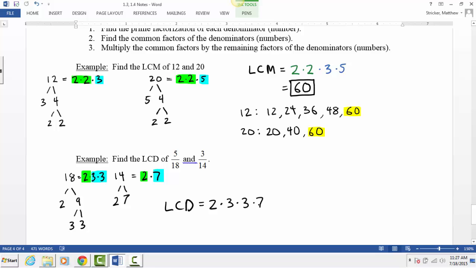This is a bit of a bigger number. I'm going to go ahead and multiply 3 times 3 first, which is 9. 9 times 7 is 63, and 63 times 2, this is 126, is the least common denominator. That's the smallest number that 18 and 14 both divide into.